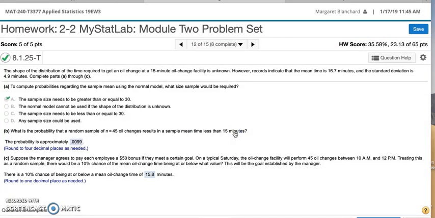Well done. So again, this is kind of a reverse table lookup, and not only that, you then have to go back and solve for x after you find that z-value. I hope this is clear how to do that part.